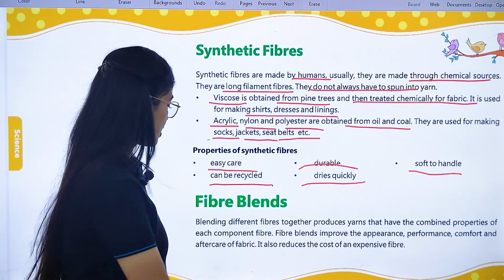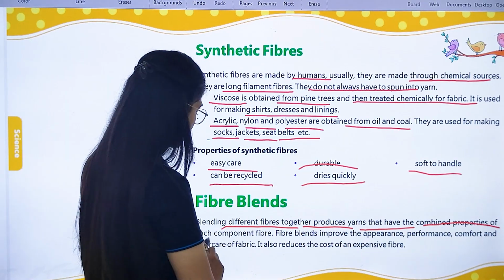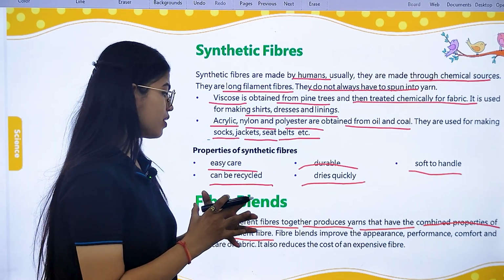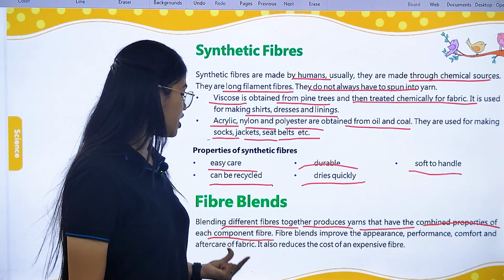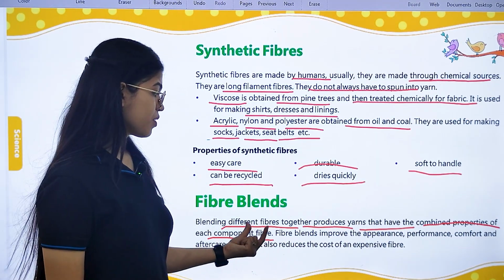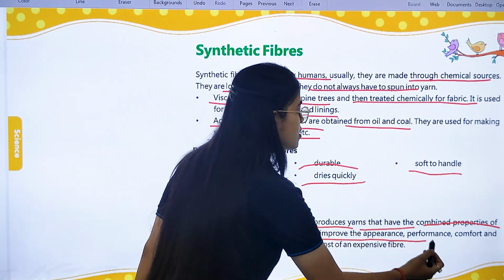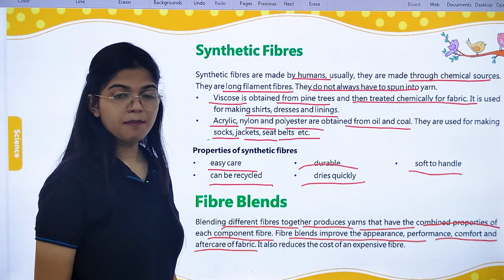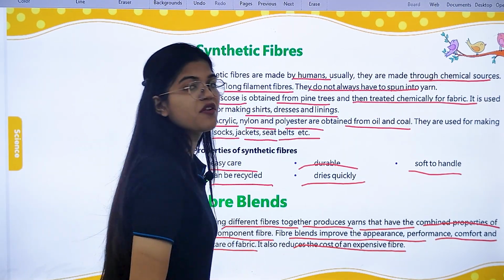Next, we have fiber blends. Blending different fibers together produces yarns that have the combined properties of each component fiber. What they're saying is, when we blend different fibers together, it produces yarn, and in that yarn we have the combined properties of each component fiber which have been blended to make that yarn. Now, fiber blends improve the appearance. When we blend these fibers, the appearance, the performance, the comfort and aftercare of fabric get improved by blending all the fibers to make a yarn. And also, it reduces the cost of an expensive fiber.